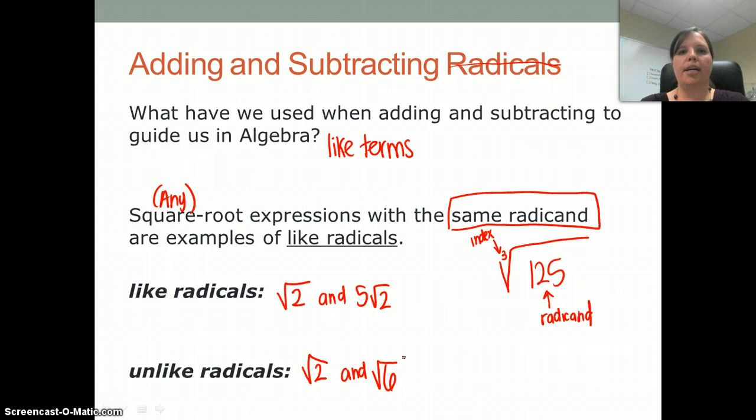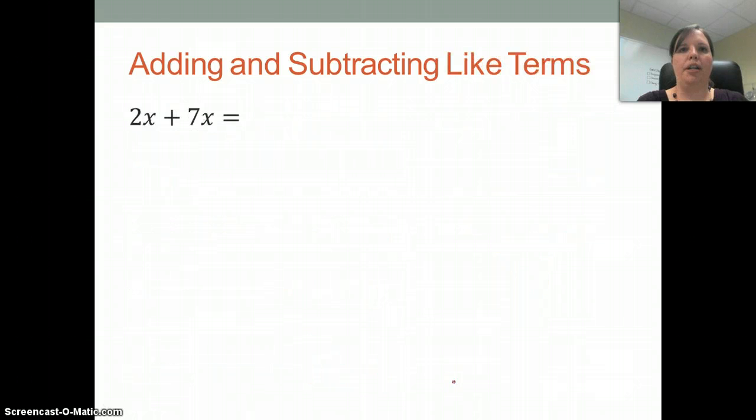So adding and subtracting is all about the like terms. In this case, we're talking about radicals. It's all about the like radicals, the like radicand. So it doesn't matter what numbers I put outside of these, square root of 2 and 2 root 6. It's those radicands that have to match. So I'm going to do a couple as an example, and then you're going to try some on your own.